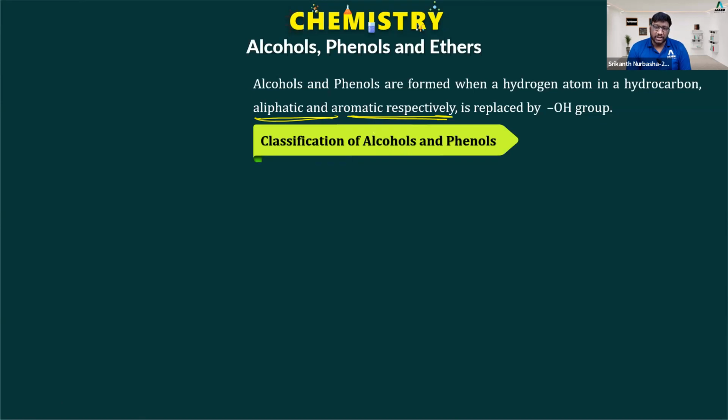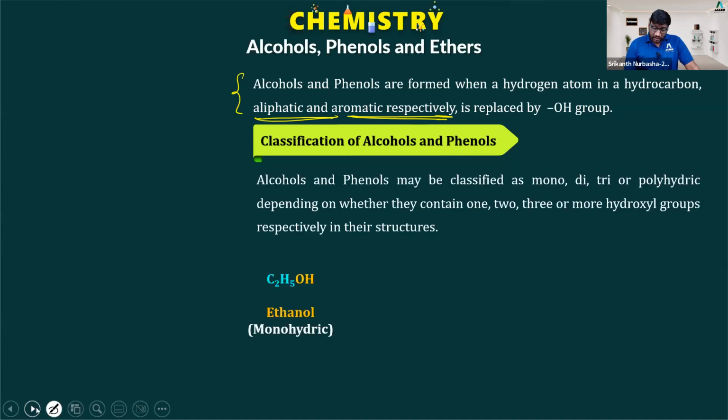Okay, the classification of alcohols. Then why are you defining the alcohols and phenols in this way? So we want to understand what the molecular formula of alcohol is. If you try to replace the hydrogen of an alkane with the OH group, then whatever compound we get is said to be alcohol.